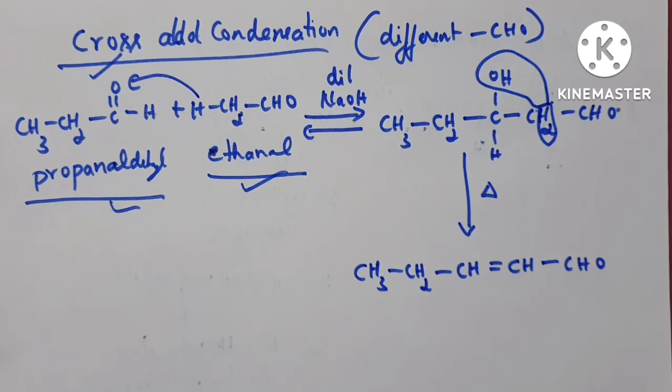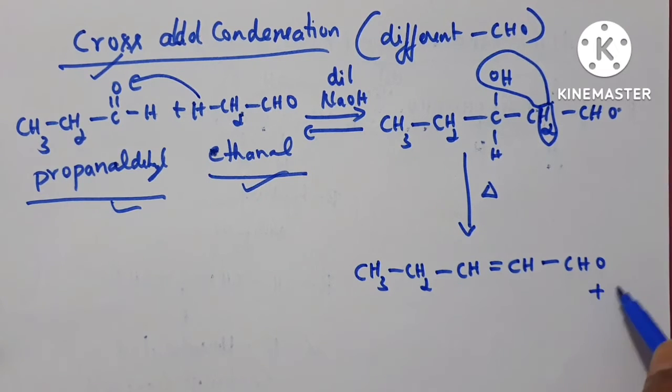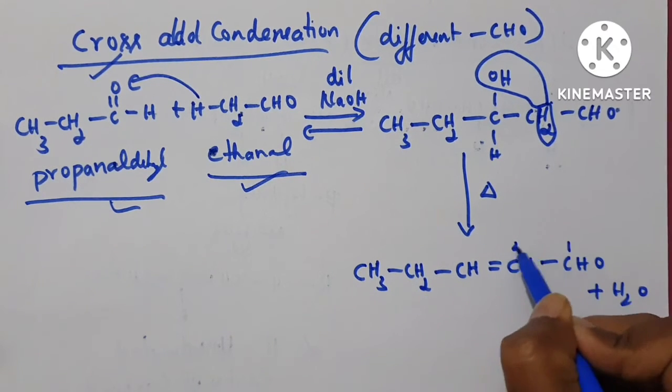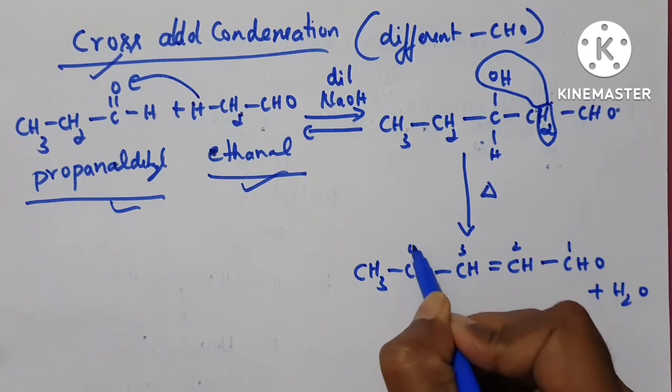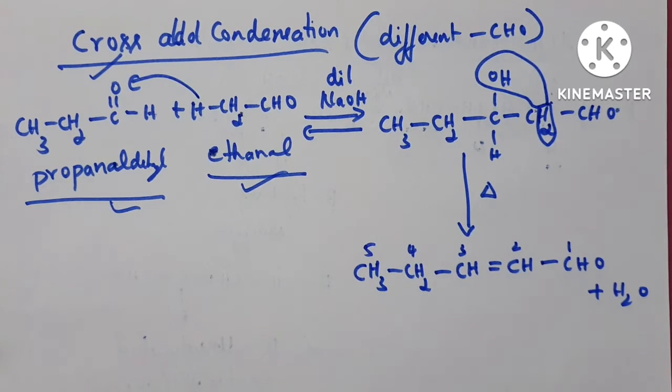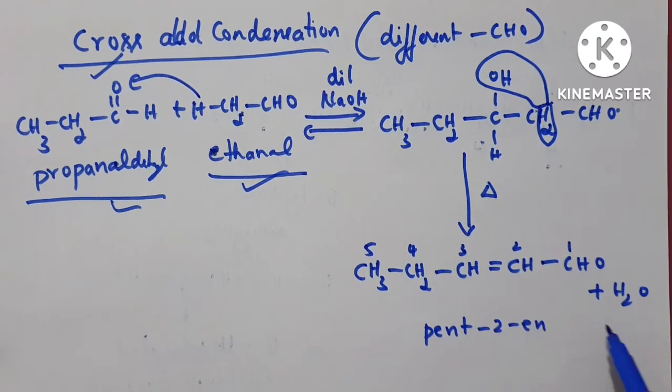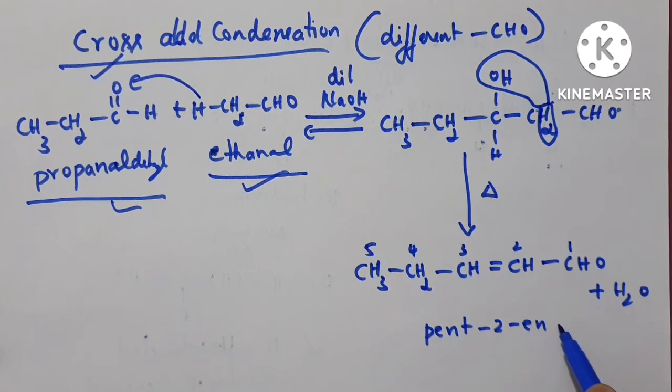And how do you name this compound? How do you name this, children? It is very simple. You can observe, just name this as, this is 1, this is 2, this is 3, this is 4 and this is 5. So there are totally 5 carbon atoms, pent-2-en. For the first carbon atom there is an aldehyde, so I'll just add it as al. And this is the name of the compound, children. So this is all about the cross aldol condensation.